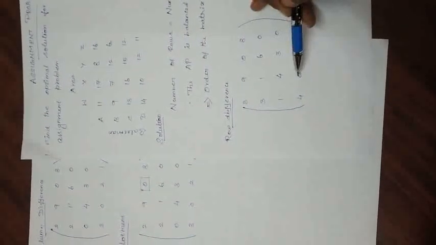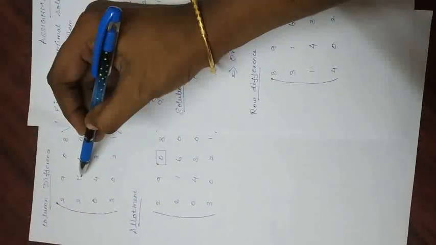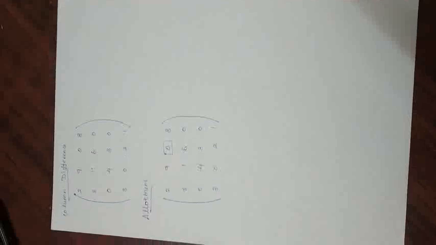So, in the second column, the least value is 0. So, subtract that 0 from all the elements of that column. So, 9 minus 0 is 9, 1 minus 0 is 1, 4 minus 0 is 4, 0 minus 0 is 0. So, do the same procedure for all the other columns.